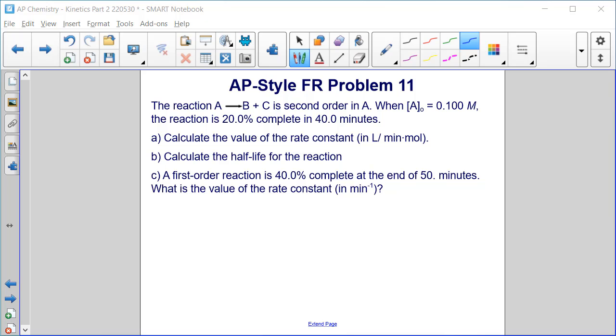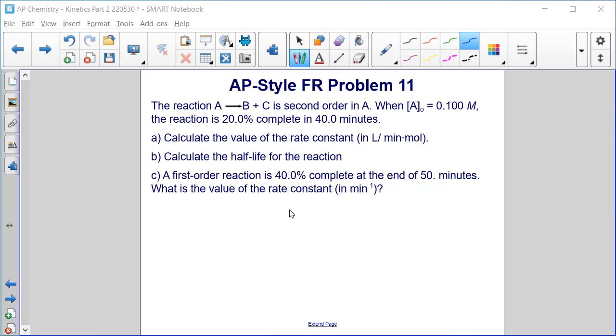AP style free response problem 11. The reaction A produces products B and C and is second order in A. When the initial A concentration is 0.100 molar, the reaction is 20% complete in 40 minutes. Part A: calculate the value of the rate constant in liters per mole per minute, or inverse molarity, inverse minutes. Part B: calculate the half-life for the reaction.